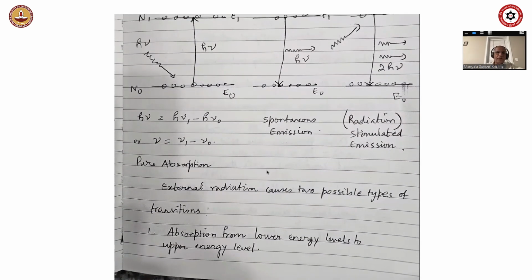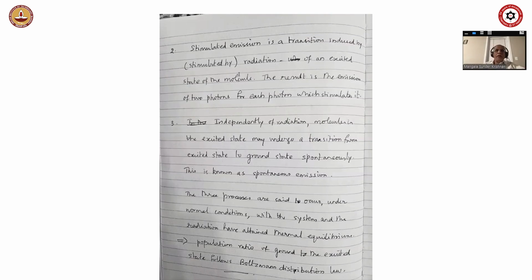Okay, so let me go back to the second slide. So this slide explains what I said earlier, that stimulated emission is a transition induced by the radiation of the excited state of the molecule. Therefore, the result is the emission of two photons. And again, independently of radiation, molecules have a transition. So you can see that this is the spontaneous emission.